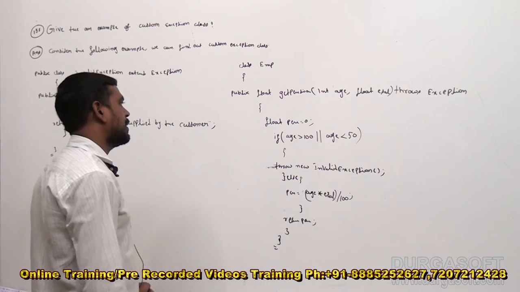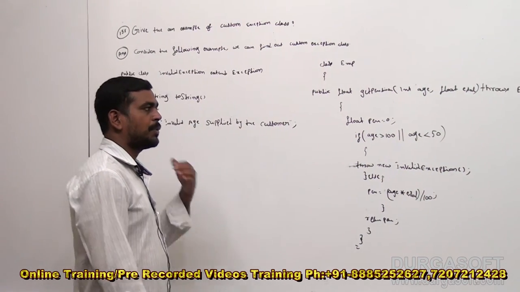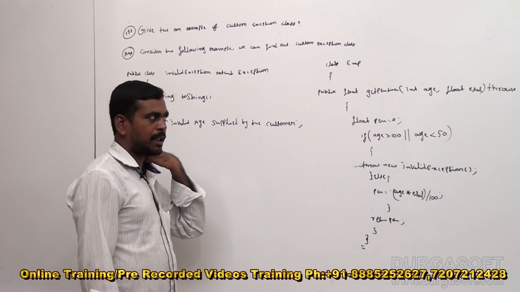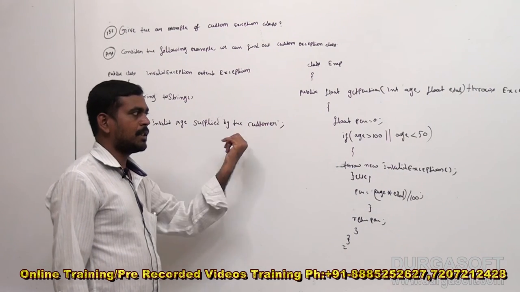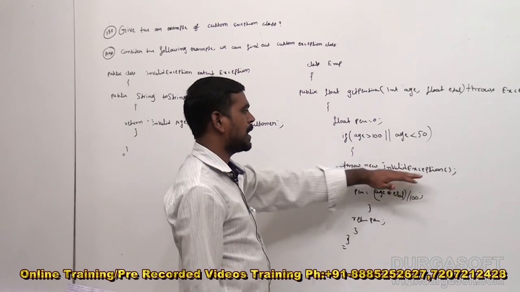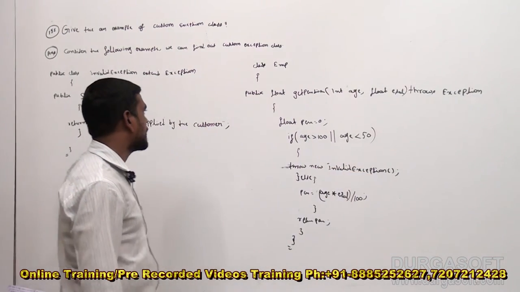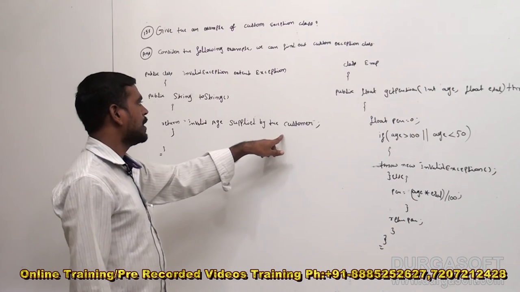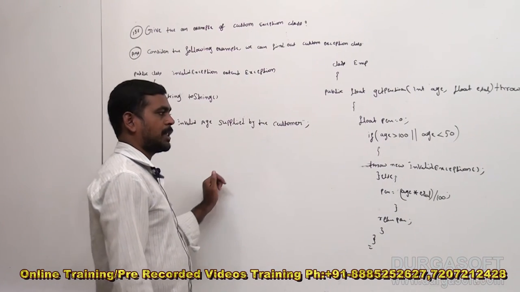In the client application, we can take the two input values by reading the data at the command prompt. If age is above 100, don't give the pension. Immediately it is going to raise InvalidException. Once it raises InvalidException, this message is going to be displayed: Invalid age supplied by the customer.